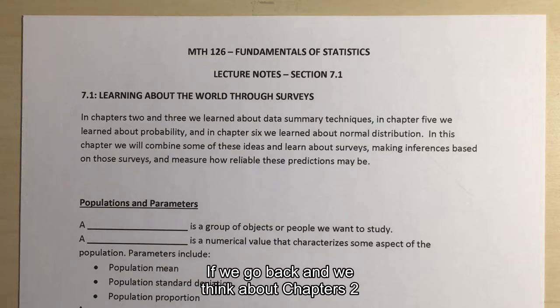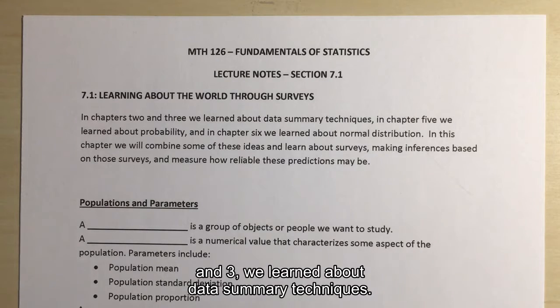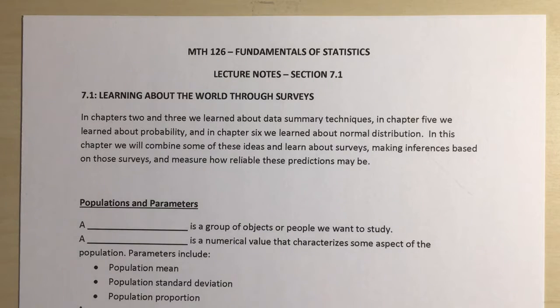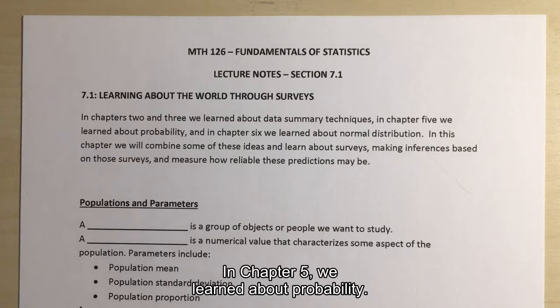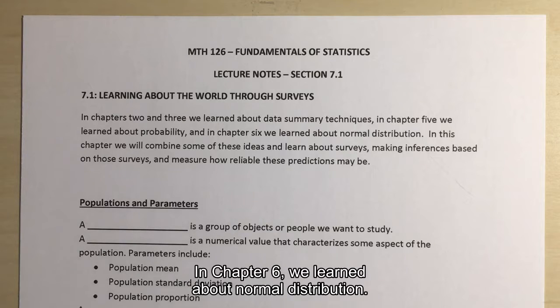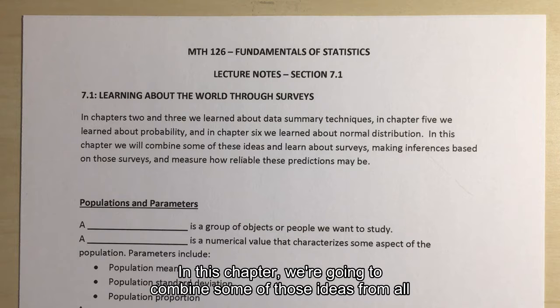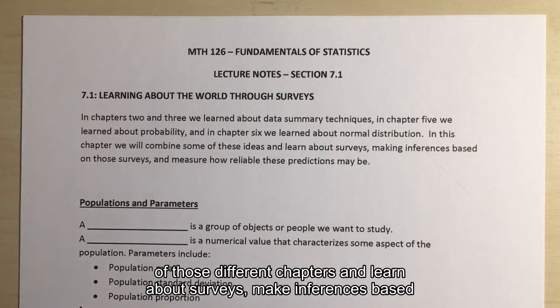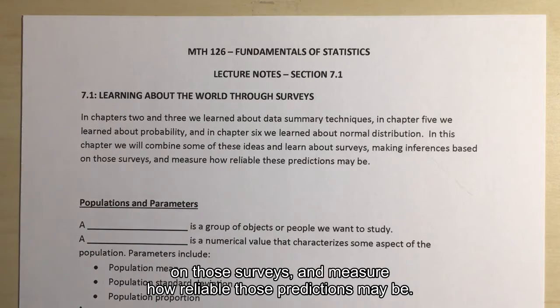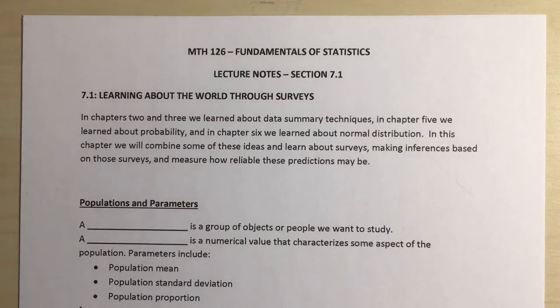So if we go back and we think about chapters 2 and 3, we learned about data summary techniques. In chapter 5, we learned about probability. And in chapter 6, we learned about normal distribution. In this chapter, we're going to combine some of those ideas from all of those different chapters and learn about surveys, make inferences based on those surveys, and measure how reliable those predictions may be.